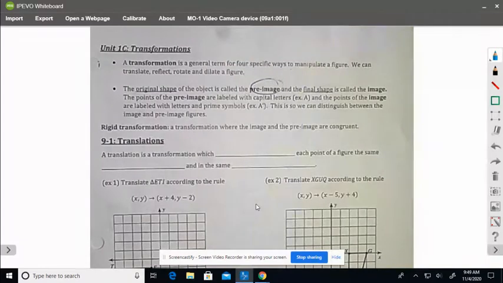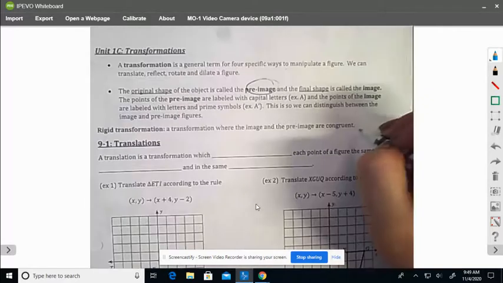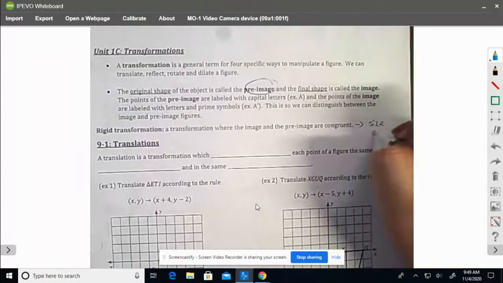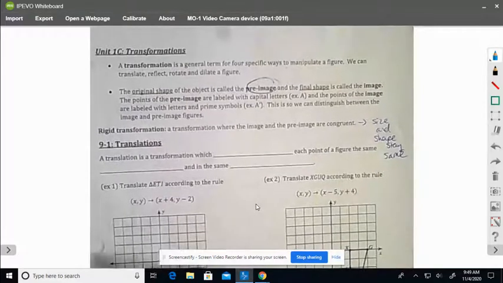A rigid transformation is a transformation where the image and the preimage are congruent, meaning the size and the shape of the figure are the same. Just going to write that there. The size and the shape stay the same.